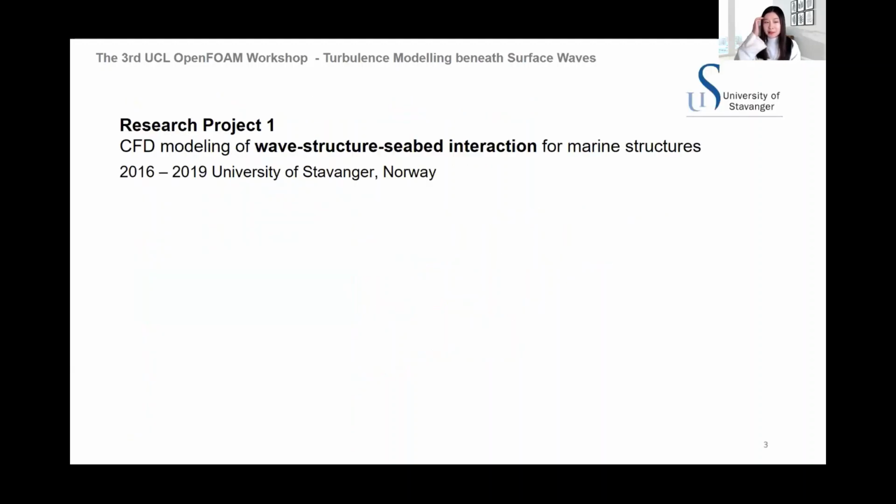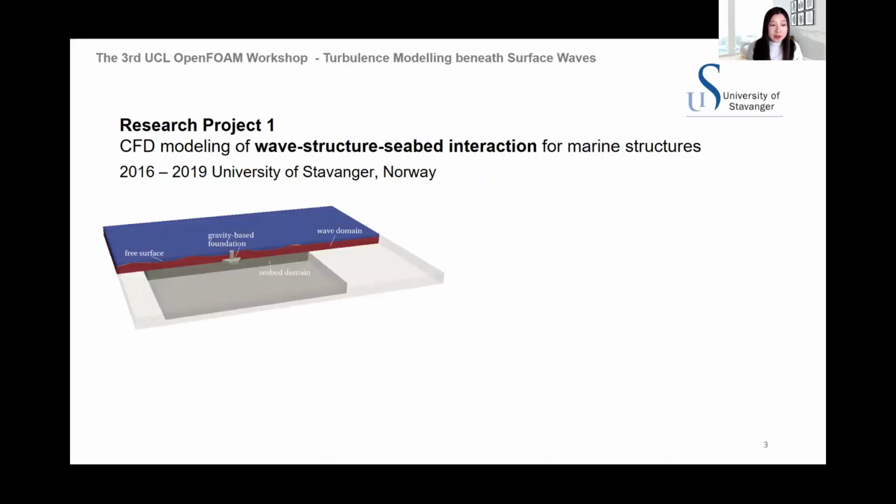This first one is a project performed during my PhD at the University of Stavanger in Norway. It's CFD modeling of wave-structure-seabed interaction for marine structures. And this is a model we built in OpenFOAM. It's multi-physics. You can see that it contains free surface waves. The free surface is basically an interface between air and water. And in the ocean, this is a shallow water problem, and we installed a gravity-based wind turbine foundation on top of the seabed. So below the foundation, we have the seabed domain.